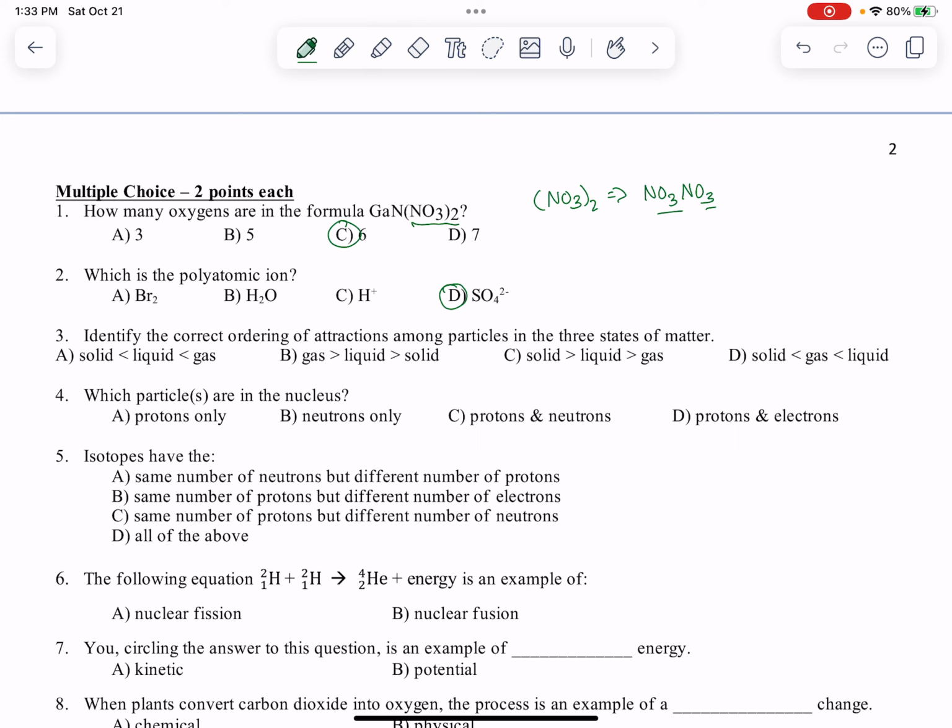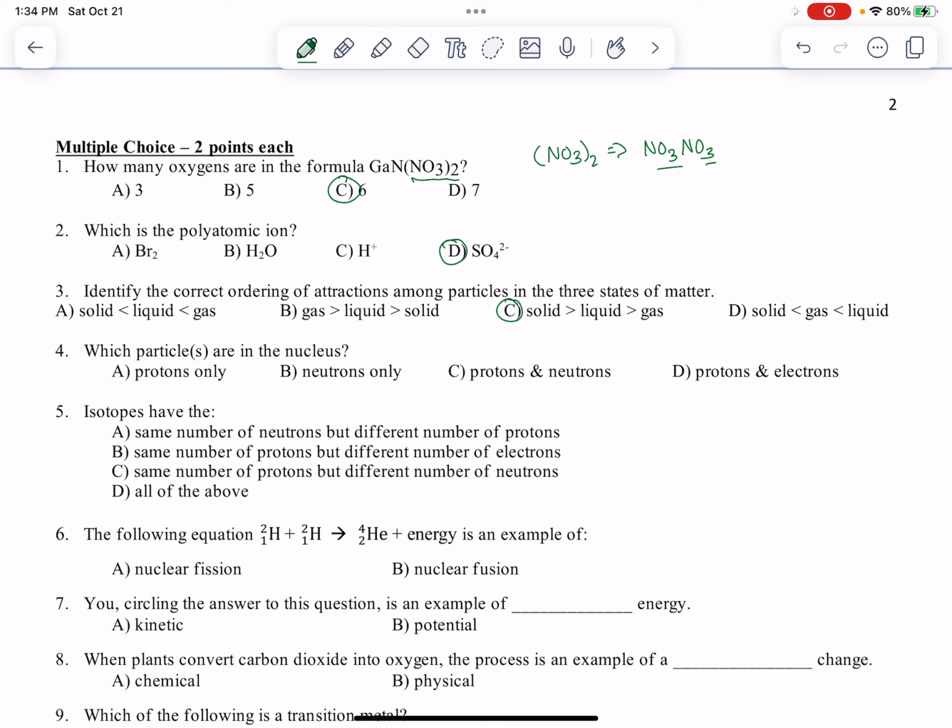Identify the correct order of attractions among particles in the 3 states of matter. Remember that solids have the strongest forces of attraction. That's why they're solids. So the correct answer there is solids is greater than liquids is greater than gases.